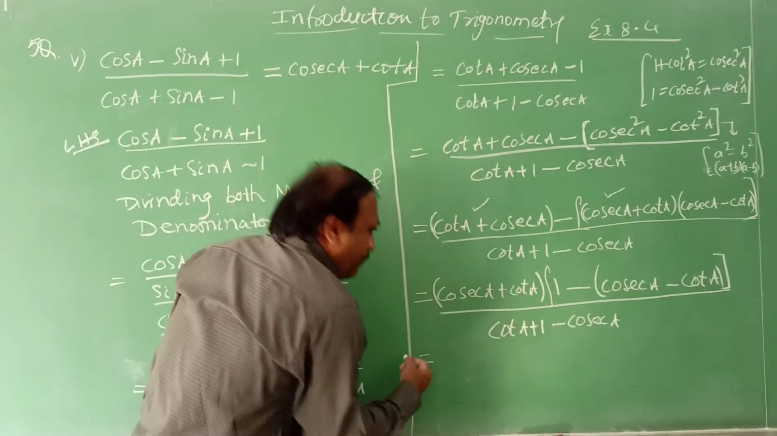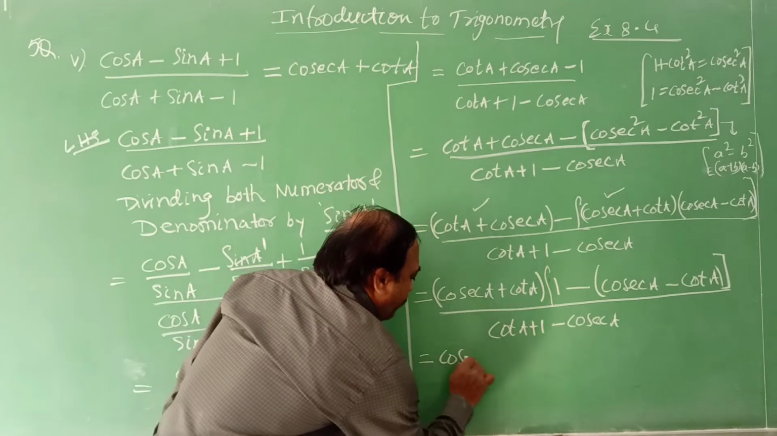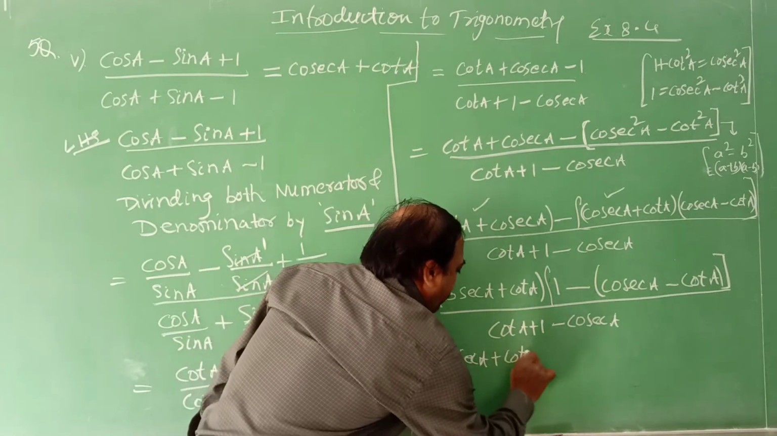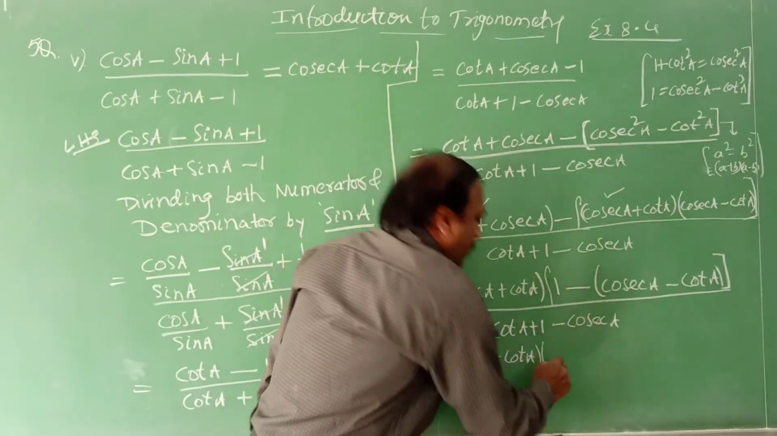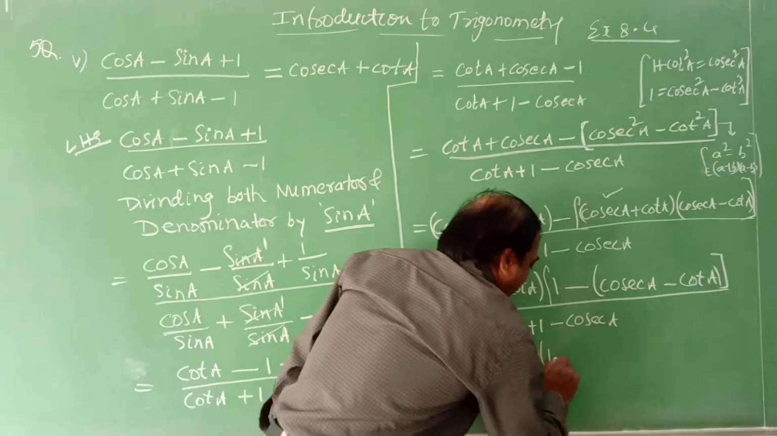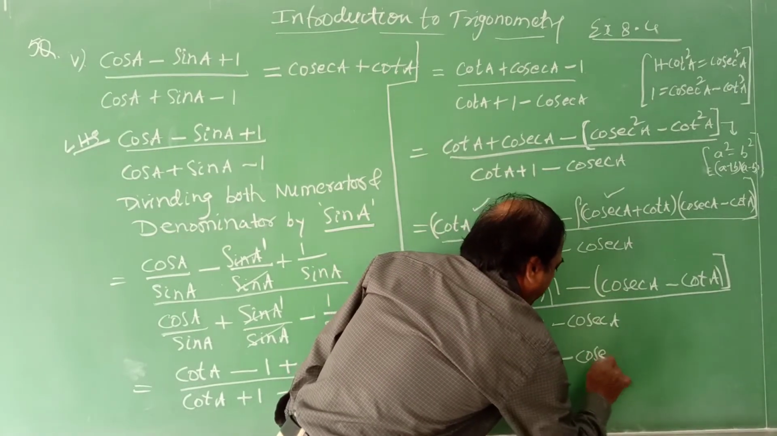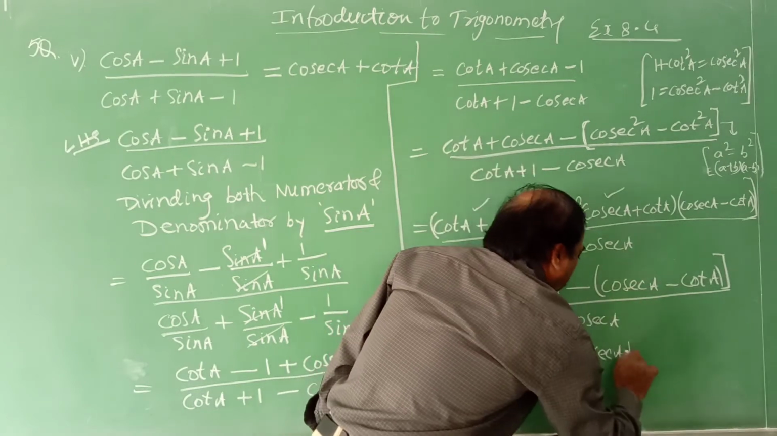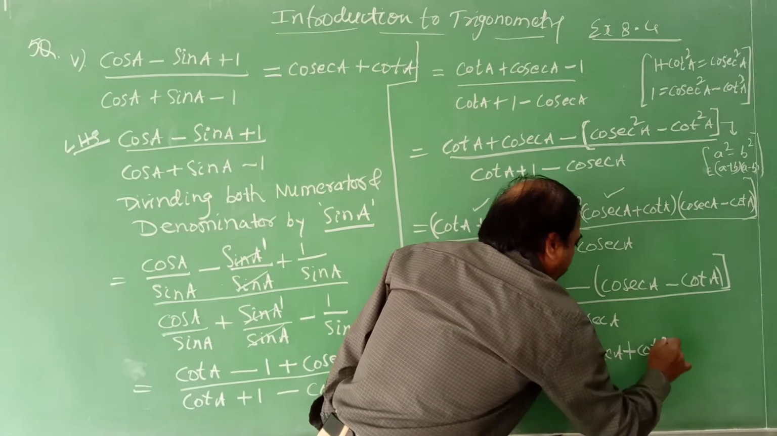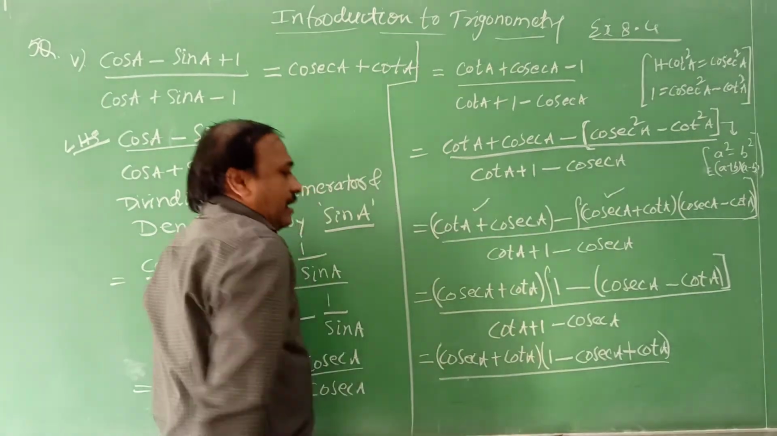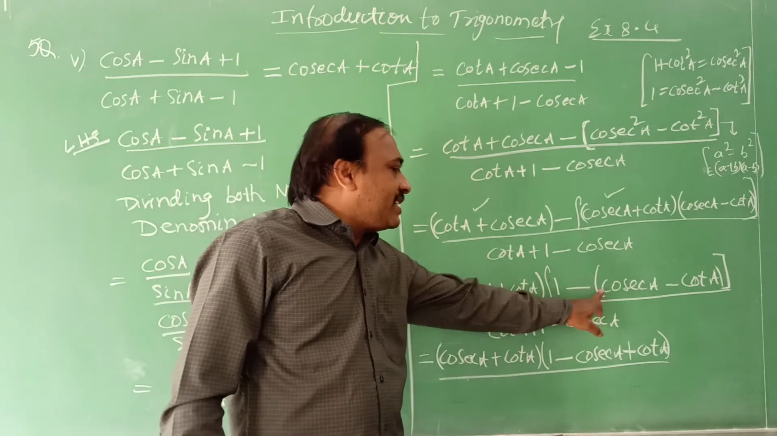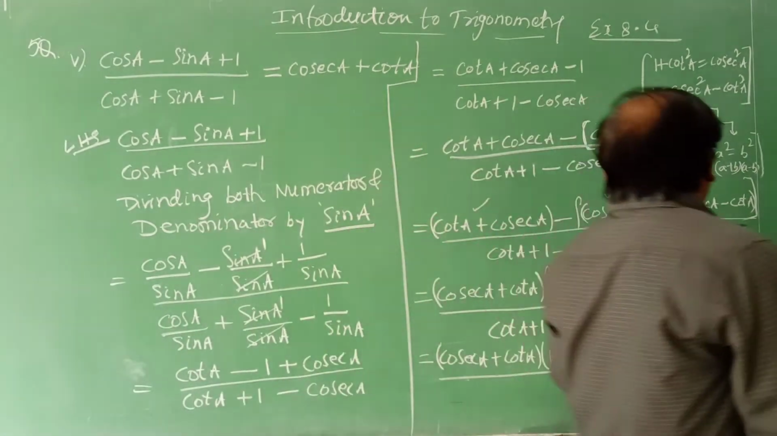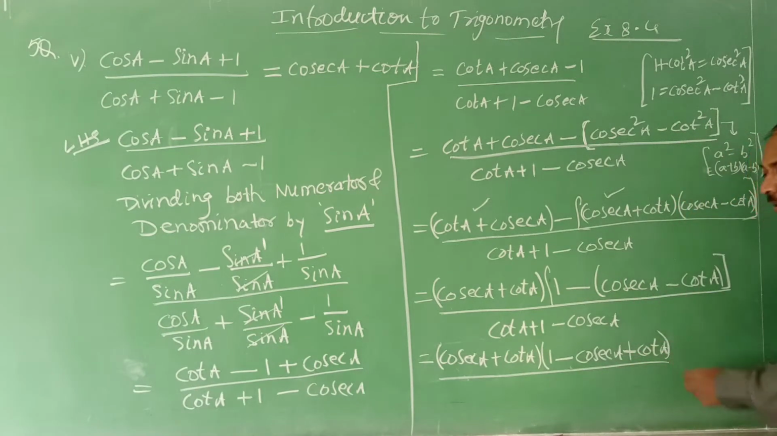Now this is equal to cosecant A plus cot A into, now open the bracket, 1 minus cosecant A minus into minus, plus cot A, by cot A plus 1 minus cosecant A.